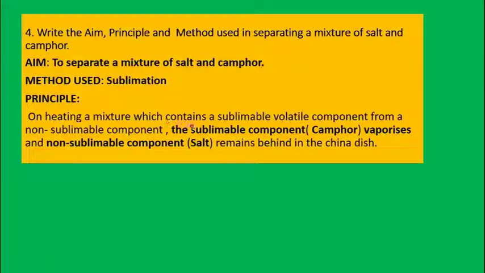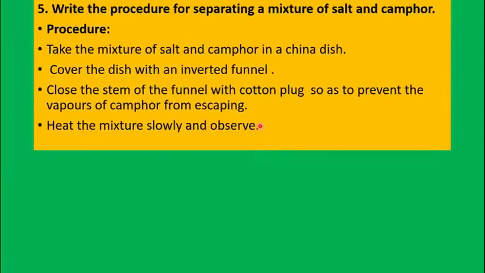Now on heating the mixture, the sublimable volatile component camphor vaporizes and the non-sublimable component salt remains behind in the china dish. That is the principle behind sublimation. Then what is the procedure? As I told you, procedure means how you are going to do the experiment. Take the mixture of salt and camphor in a china dish, cover the dish with an inverted funnel, close the stem of the funnel with a cotton plug. Why do you have to do that? To prevent the vapors of camphor from escaping. Now heat the mixture slowly and observe.